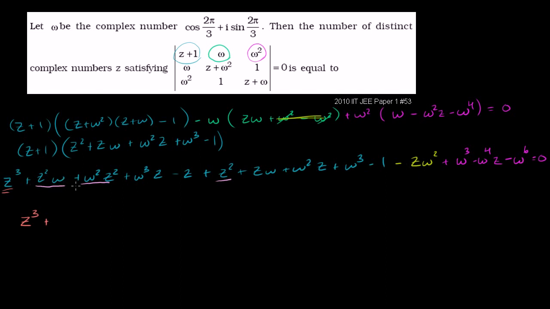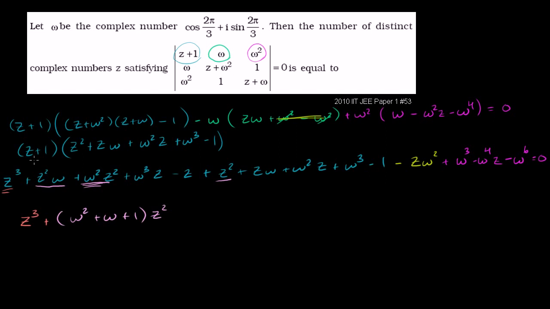And so the coefficients, this is going to be the same thing as omega squared. That's this one right over here. Plus omega plus 1 times z squared. So we've taken care of everything that I've underlined in pink over here. Now let's worry about the z terms.